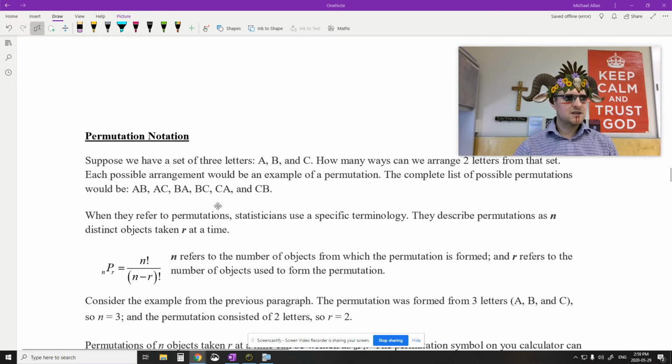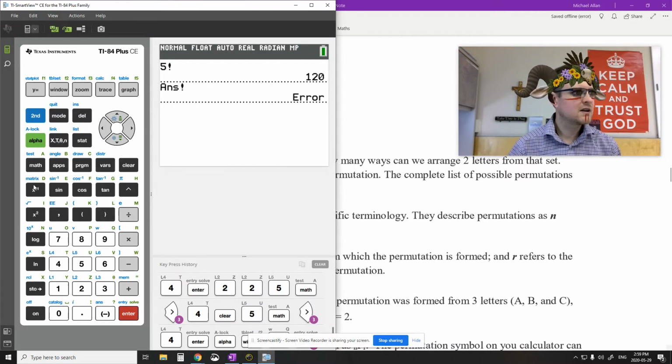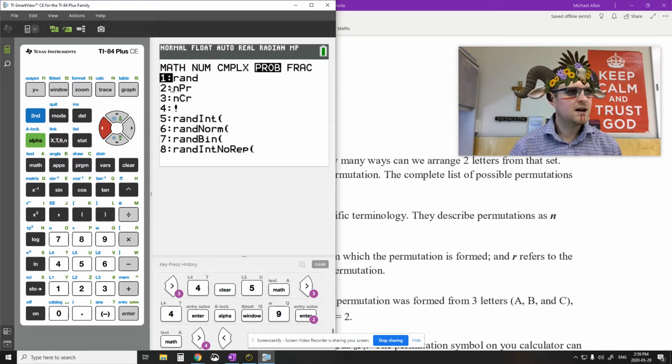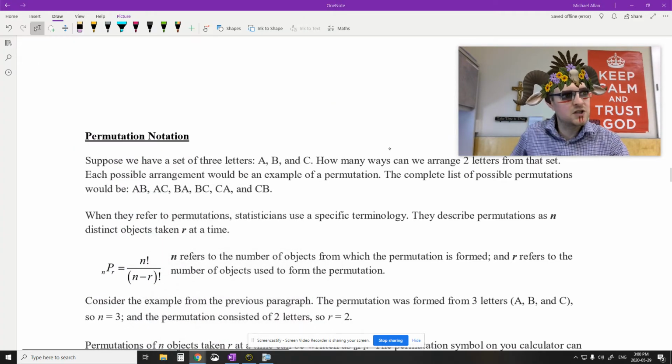So let's look at this first example, because permutation notation is just kind of like a formula. Remember when we went to our calculator? I went to math, you go over to prob there. Here we've got nPr. That's the permutation notation. It's kind of a quick way to do the same calculation we've been doing. Right? How permutation notation works is that the first letter.